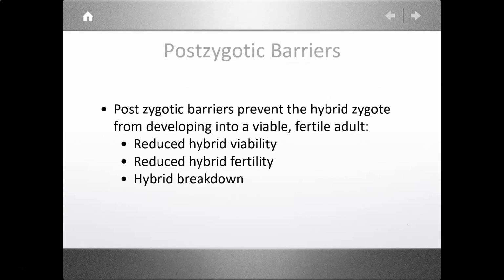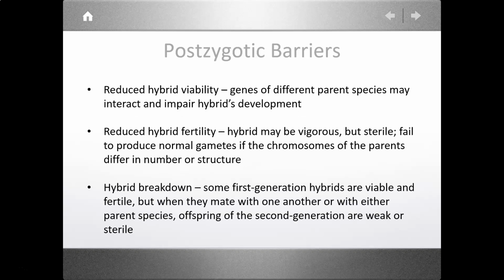So post-zygotic then works on the opposite end of it. So they're able to successfully mate, but now we're looking at some issue along the way with the offspring itself. And so we get these three potential mechanisms that occur. So reduced hybrid viability. The genes of the parent species can interact, but they impair the hybrid's development somewhere along the way. So we may get an embryo to form, but that embryo may never successfully reach delivery, for example.